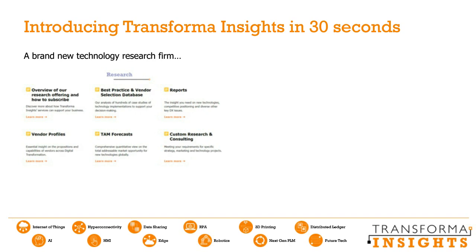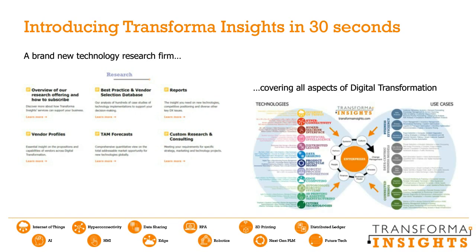It's a new company, but as Keith mentioned, myself and Matt Hatton, the two founders, are old hands because we previously founded Machina Research, which we sold to Gartner. So we've been in the space for a while. This is our graphic, which illustrates all of the aspects of digital transformation that we cover. I'm not going to go through that in detail now, but you can find a copy of that on our website landing page if you want to have a look through the detail.